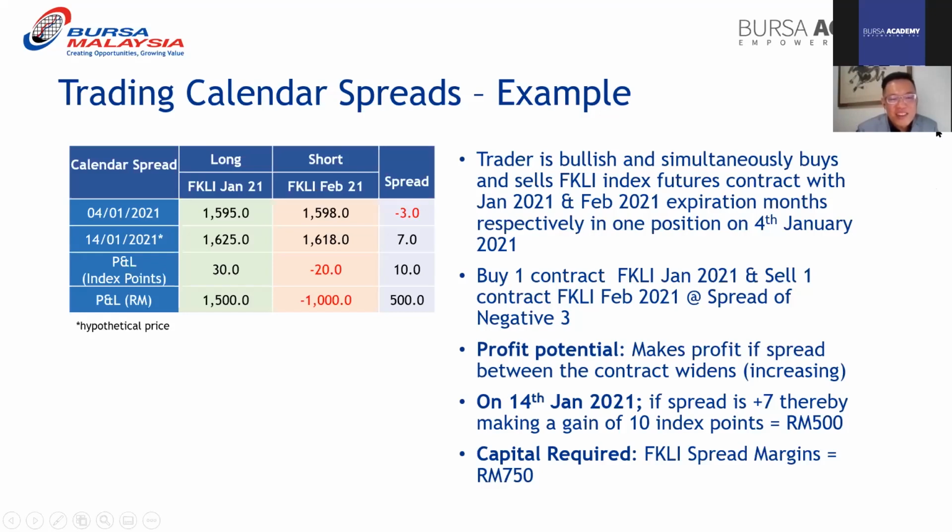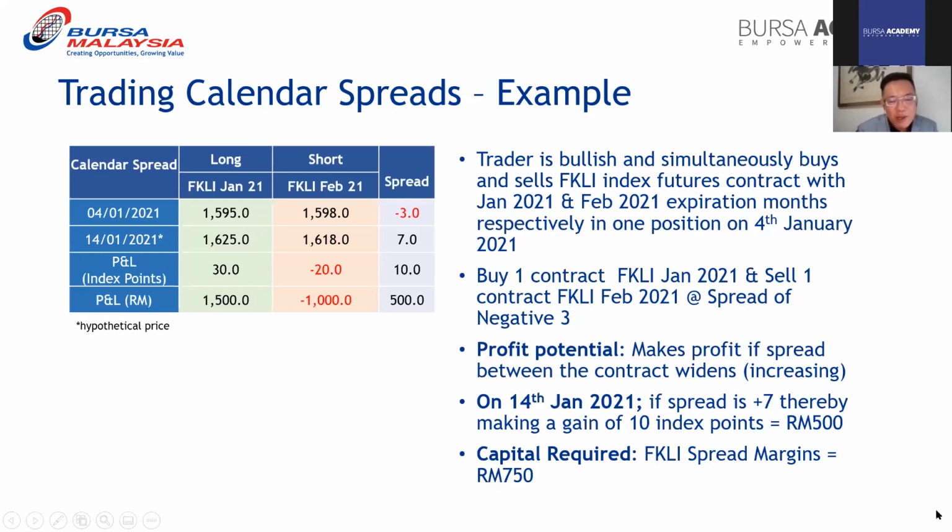But this is called a professional strategy. Professionals trade this strategy, and it's a very profitable strategy if you know how to do it. So just now we said 500 ringgit. You need to remember this: the margin for trading an FKLI spread is 750 ringgit per pair.